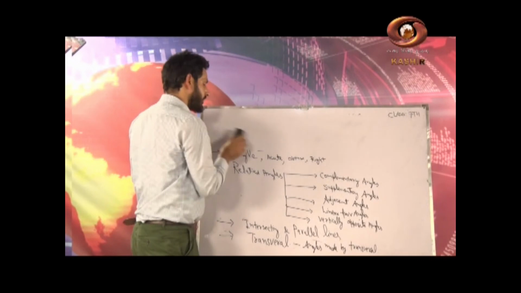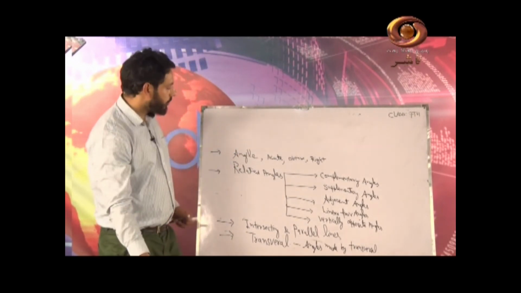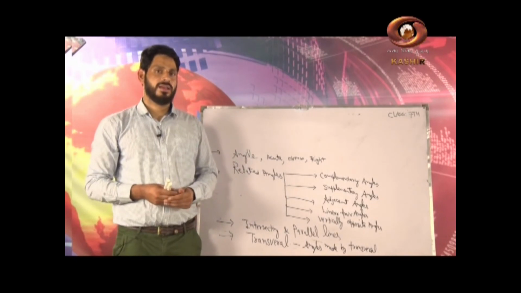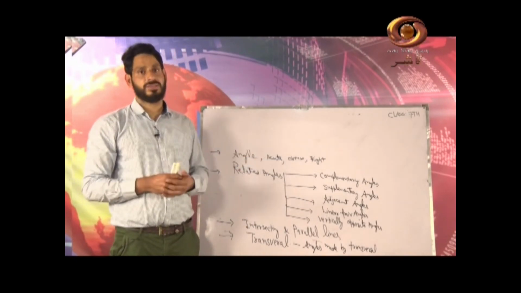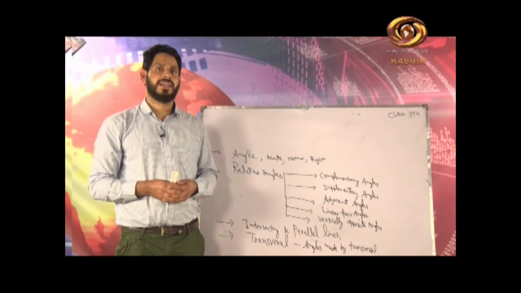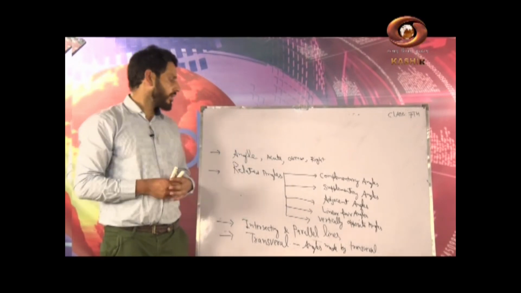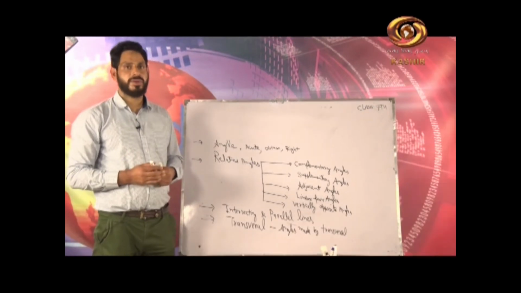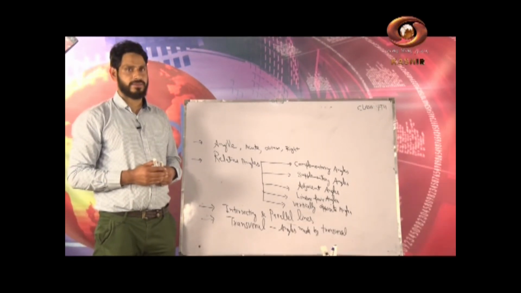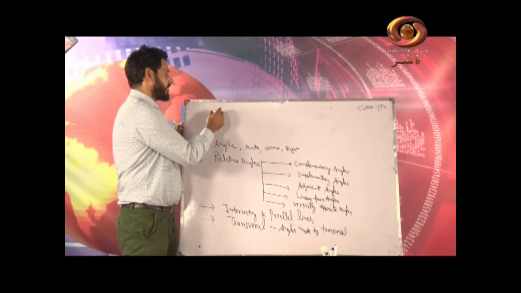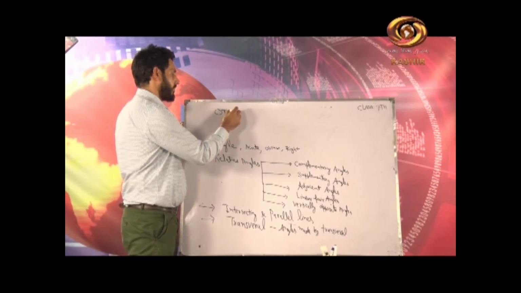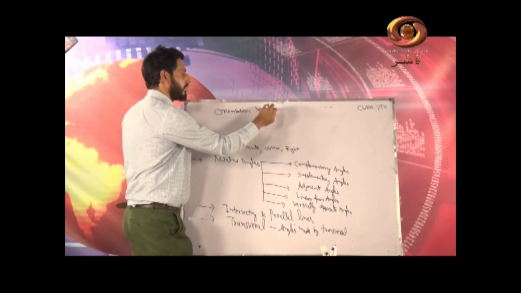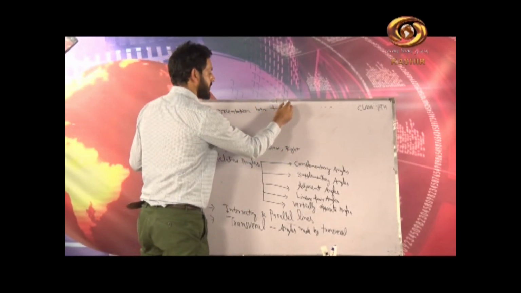Moving further, we will see what an angle is. Remember students, we are learning lines and angles, that is why we are talking about lines and angles right now. So what is an angle? An angle is nothing but the orientation between two lines or two surfaces. So we say orientation between two lines or two surfaces.